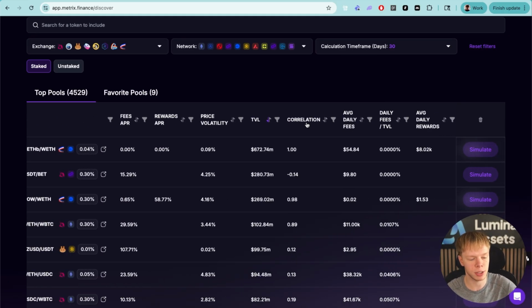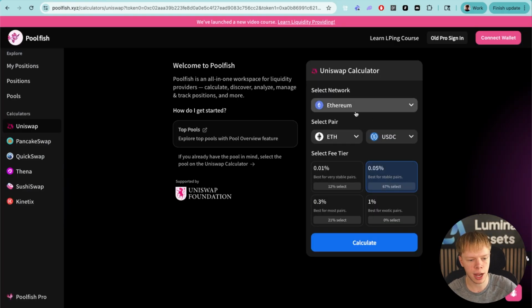So Metrix Finance brings in correlation along with rewards, but does not display a risk level, and the simple reason why is because we found risk levels to be relatively inaccurate and misleading. Now when it comes down to the calculator on PoolFish, you can select a network and then go over and select a specific pair and pull up a fee tier, and then you'll be able to calculate your potential performance.